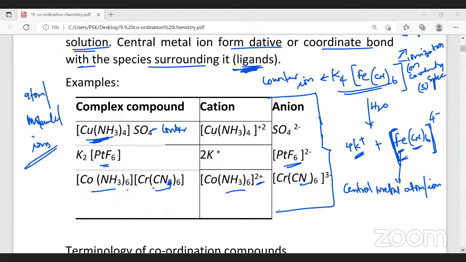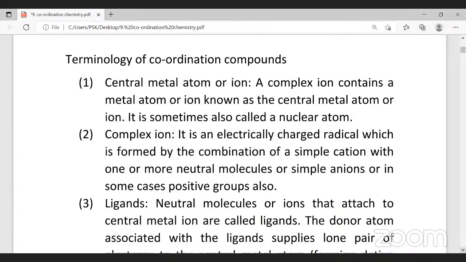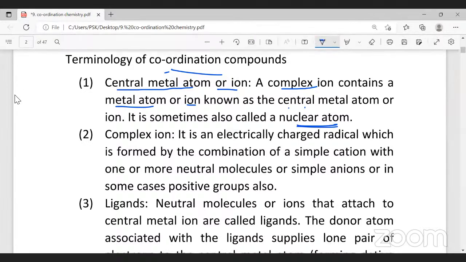Now, coming to the terms which you're supposed to remember, the terminology of coordination compounds. The first one is the central metal atom or ion. Already I explained: a complex ion contains a metal atom or ion known as the central metal atom or ion. It is sometimes called the nuclear atom.